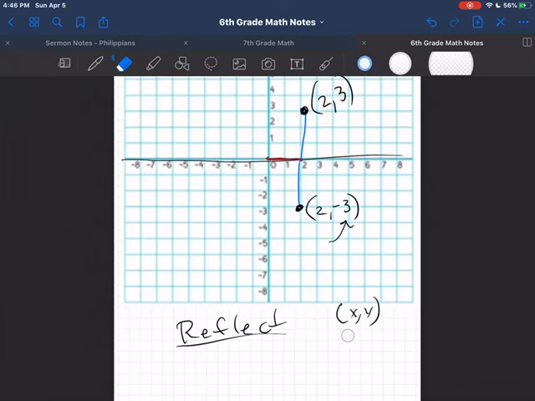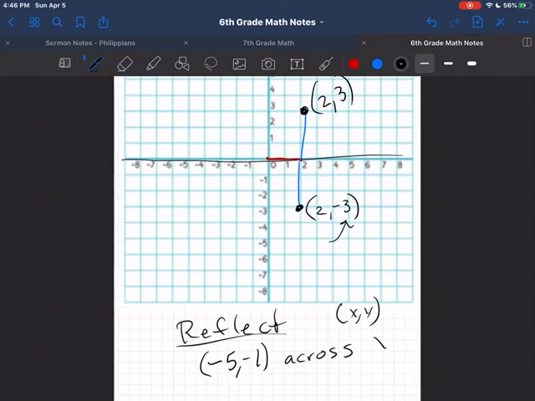I'm out of room down here, so let's erase. Wonderful world of digital. Okay, so let's reflect negative 5, negative 1 across the y. So let's plot it. Go left 5 because that's my x, and then I'm gonna go down 1. So my point negative 5, negative 1 is right there.